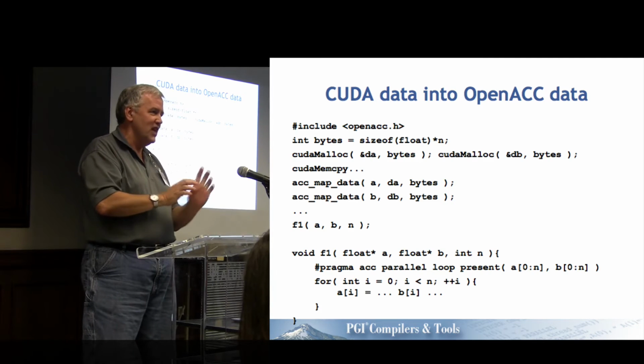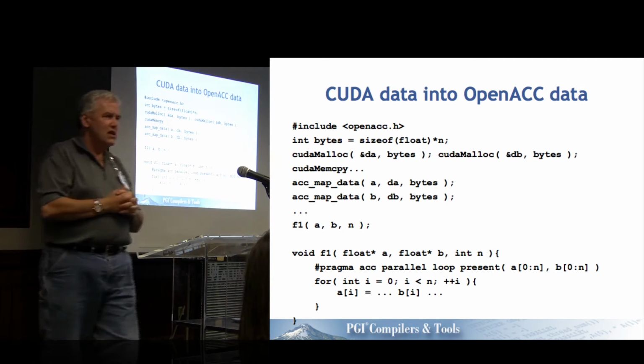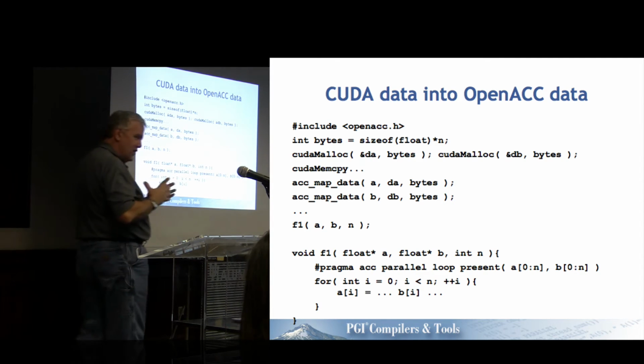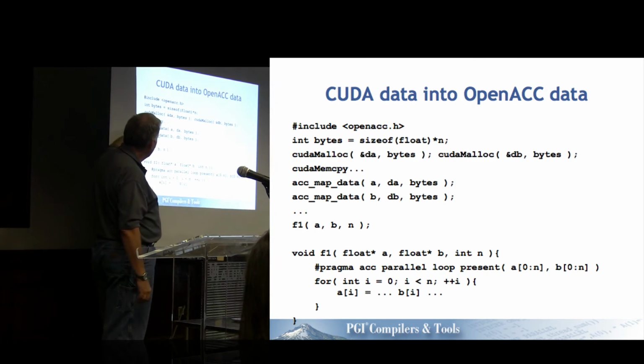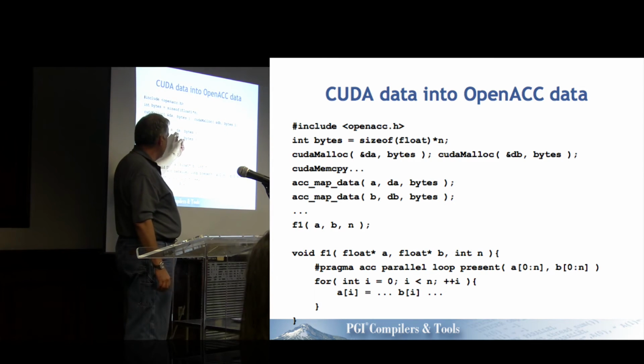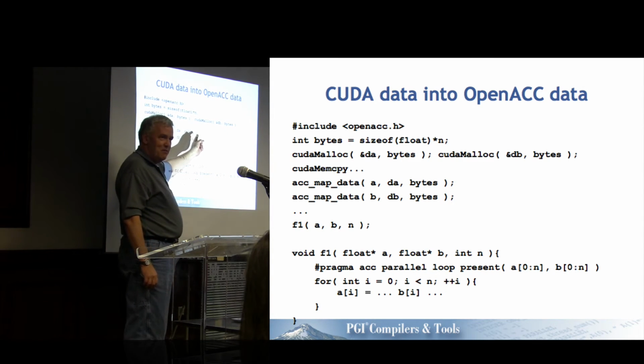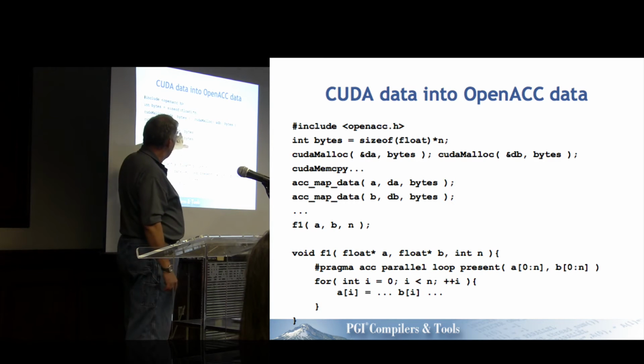So we call that the present table. I think John mentioned that also. It's this translation from the host side to the device side. It just maintains the correspondence between the two. And there's an API call to say, this is the host address, this is the device address, this is the number of bytes, and put this in your table.